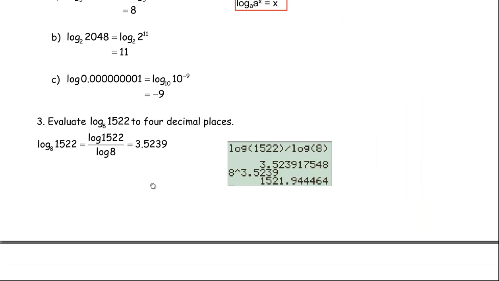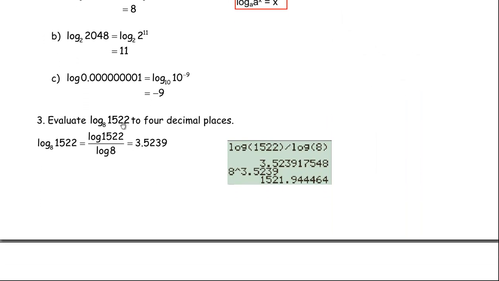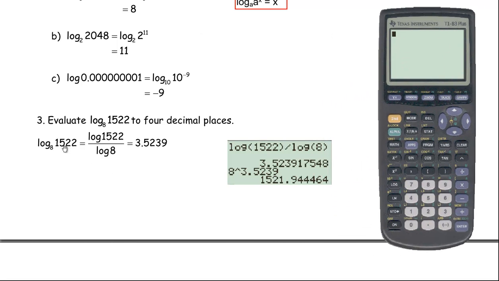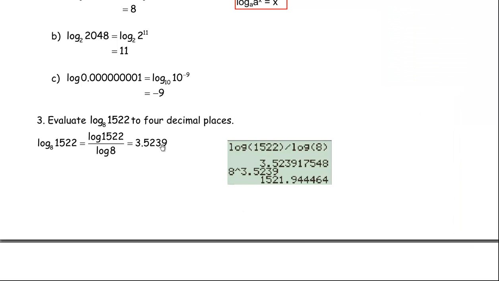For question number 3, we're asked to evaluate logarithm base 8 of 1522 to 4 decimal places. And if you had a calculator with base 8, you could just change it to base 8, I suppose. I think there are some newer calculators that actually work that way now, some newer Texas Instruments ones. My older one doesn't. But all you have to do is take the logarithm of 1522, base 10, any base you want, and divide it by the logarithm of the base, and it works out to this 3.5239 number. That's actually the calculation right there. As a check, 8 raised to the power of 3.5239 should equal 1522. And here's my check here, 8 to the power. Now I've done some rounding. It's not exactly 1522, but it's pretty close.